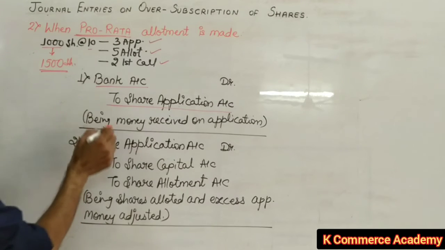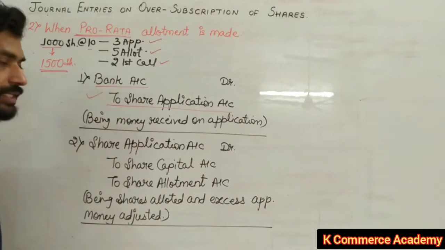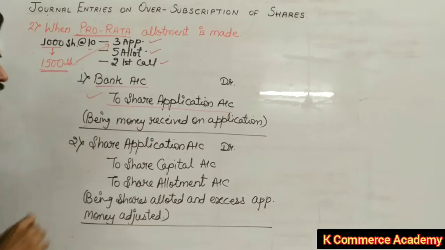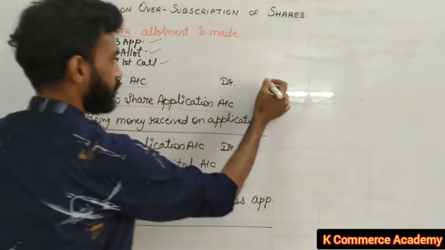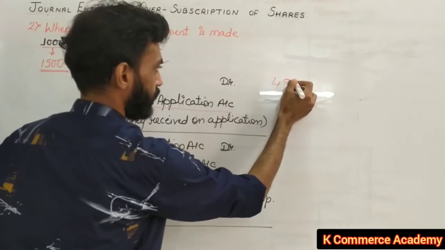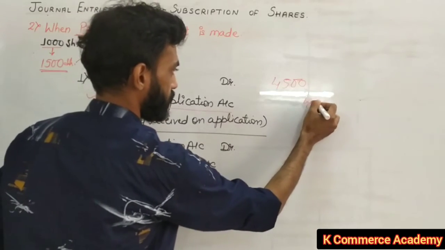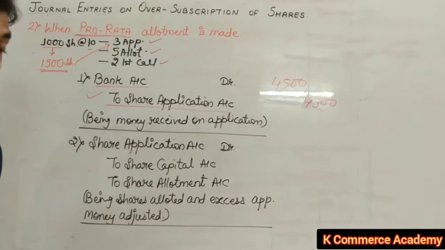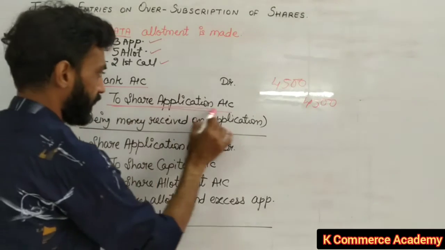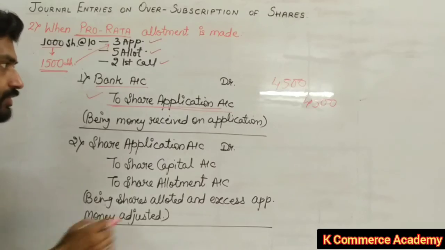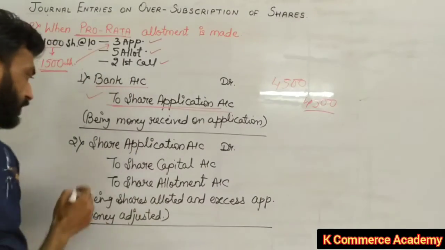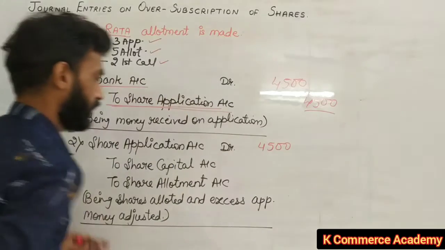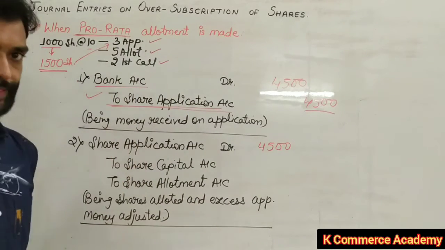Now, what will be the amount received here at the time of application in the first general entry? It will be on 1500 shares at the rate of ₹3, ₹4,500 will be received in total. Because we have credited share application account here with ₹4,500, the same 4,500 will be shown in front of share application account in the debit also.